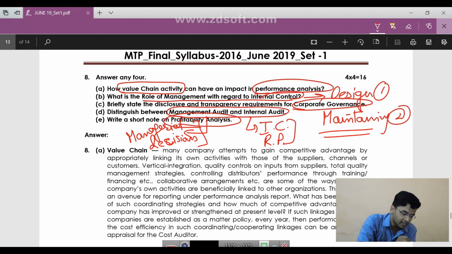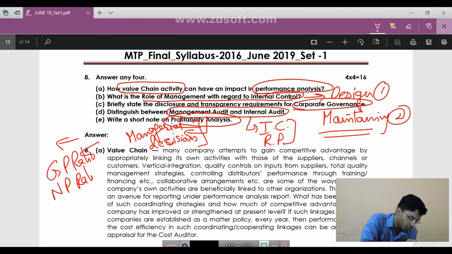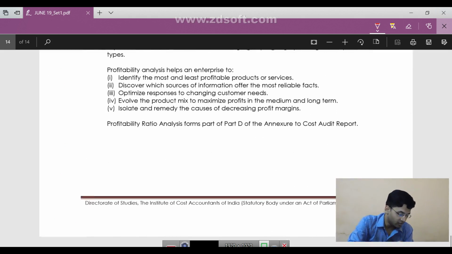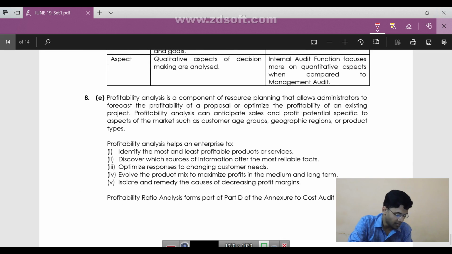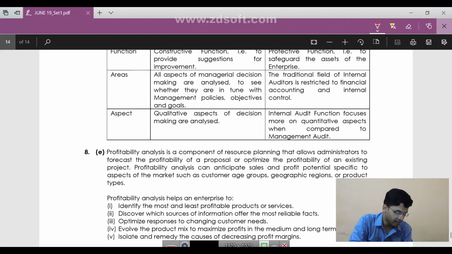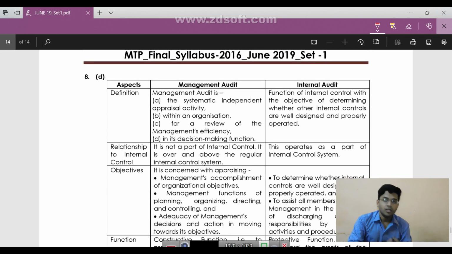Write a short note on profitability analysis. What do you mean by profitability analysis and how do you do profitability analysis? We have just done a question of doing profitability analysis. We use certain ratios like GP ratio, net profit ratio and operating profit ratio to do the profitability analysis, which is to be given in this answer. So profitability analysis part D is where this is to be disclosed.